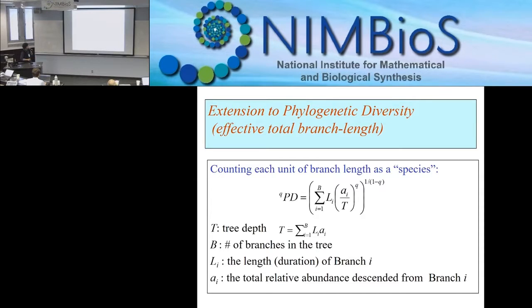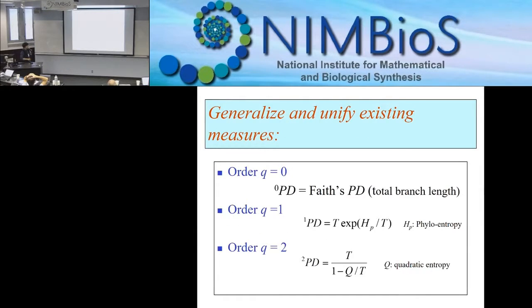And now back to phylogenetic diversity. As Dan said, Dan calls this a feature. We count each unit of branch length as a species. Then we can easily extend Hill's number to phylogenetic diversity of order q, which can be expressed in this elegant formula. This formula is in terms of tree depth, the number of branches, the length of branches, and the total relative abundance descended from branch i. I'd like to remark that this is a class of measures in terms of diversity order q. If order q is 0, it reduces to the famous Faith's PD, the total branch length.